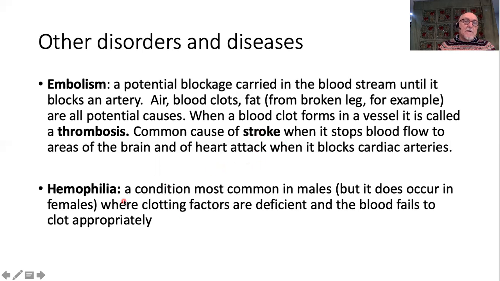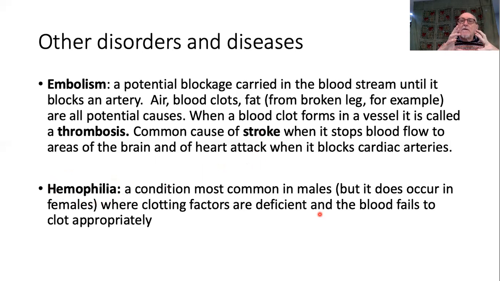The next condition is one I'm sure most of you have heard of, and that is the condition of hemophilia. Let me just tell you, when I told you about blood clotting, I only told you about it in very simple terms.